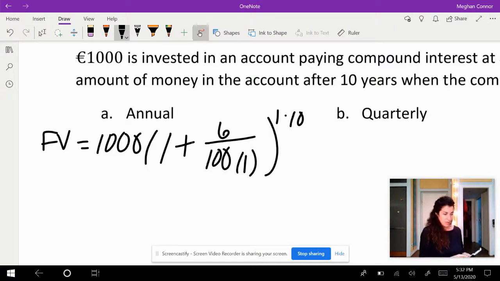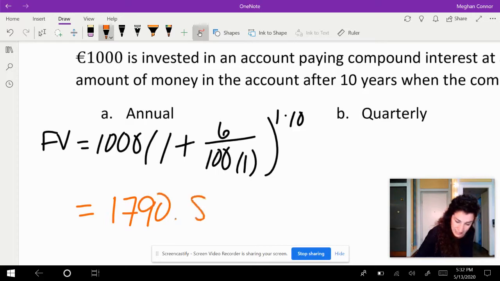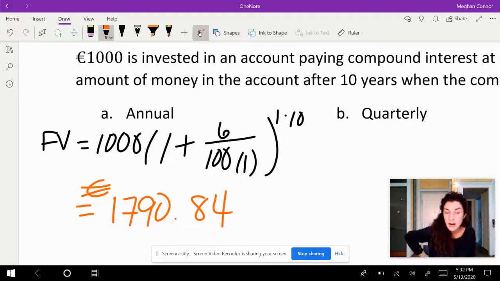Don't forget that when you put in your present value, it should be negative 1,000, not positive 1,000. I'm going to cross-reference to make sure that I'm using the calculator correctly so I don't lead you astray. Good. The final value that you should be getting is 1,790.84 euro. If you did not get that, give me a call or Google some more about how to use the calculator, and double check what you're plugging in where.